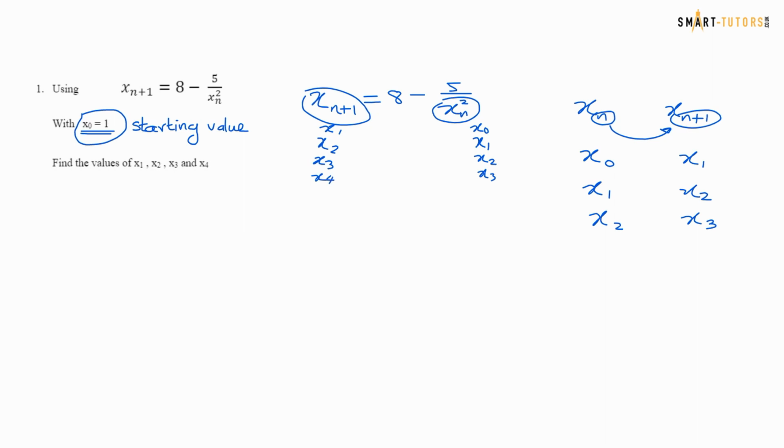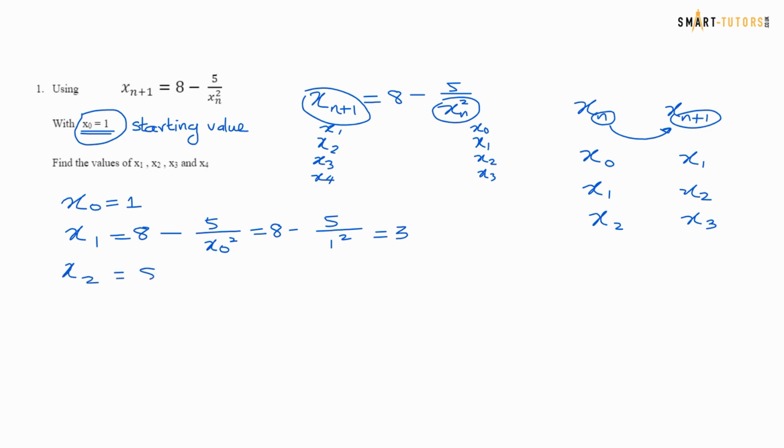The more you do this iterative process, the more accurate the answer you obtain for the particular solution. Let's look at this one. x0 equals 1. To find x1, it is 8 minus 5 over x0 squared, which is 8 minus 5 over 1 squared. 1 squared is 1, 5 divided by 1 is 5, 8 minus 5 is 3. That is the x1 answer.